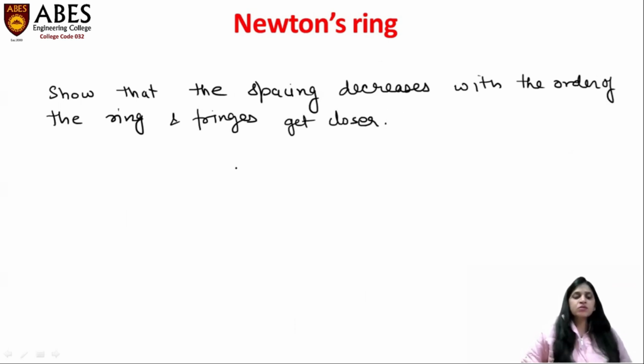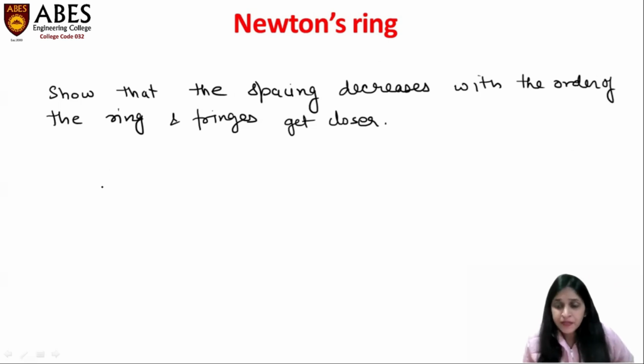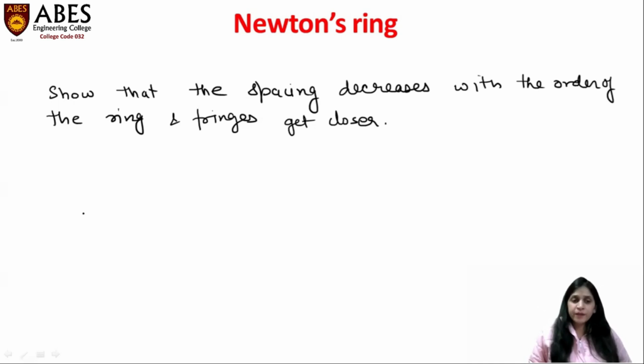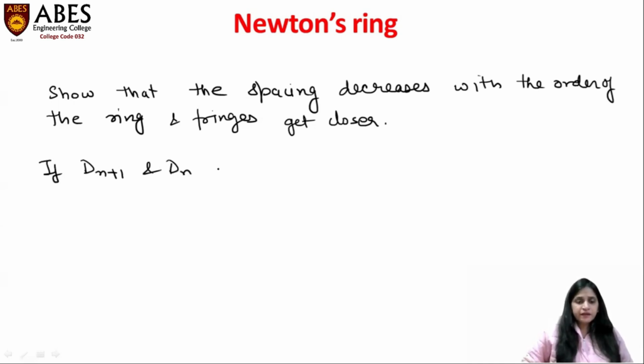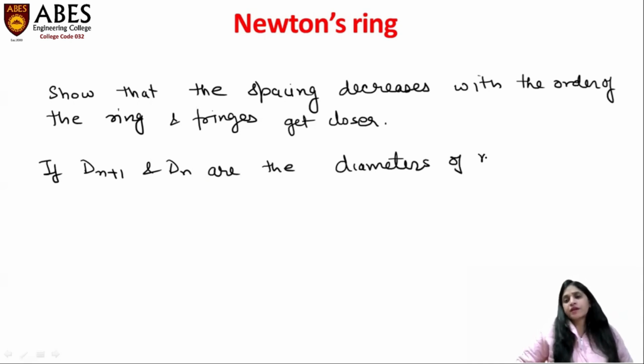So what we need to do is answer this question now, because we have already calculated the diameter of bright and dark rings. And the diameter of bright and dark rings plays a very important role in the application part of the Newton's ring and in answering the conceptual questions too. So now if Dn plus 1 and Dn are the diameters of the nth and n plus 1th dark rings.